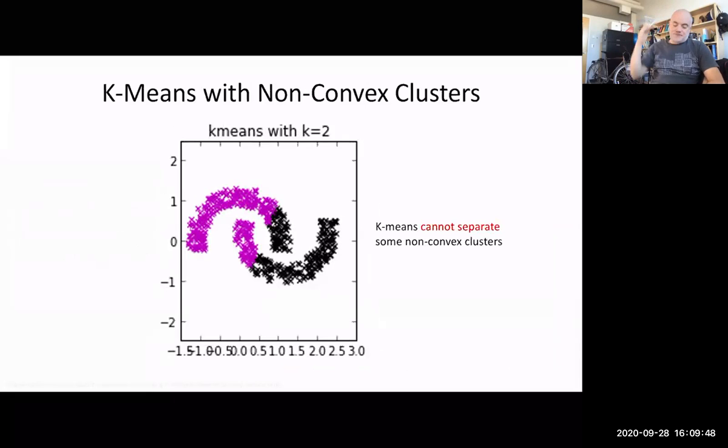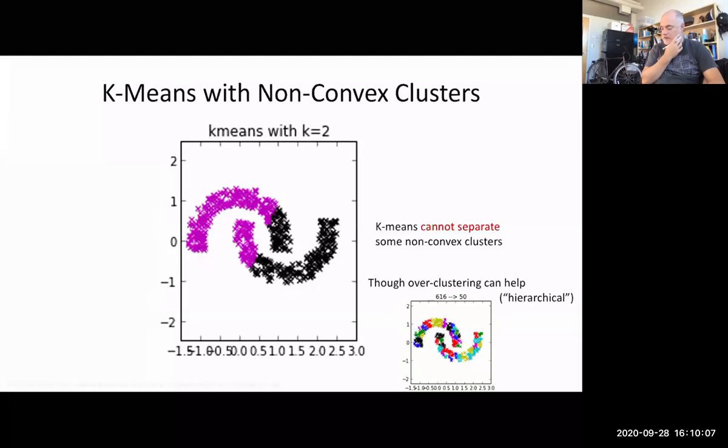Noting that k-means, say for instance with k equals 2, is just simply not going to be able to produce clusters that are in good correspondence with what we think the clustering should be, i.e. a separation between these two regions of high density. And that's a hint about what we're going to do.